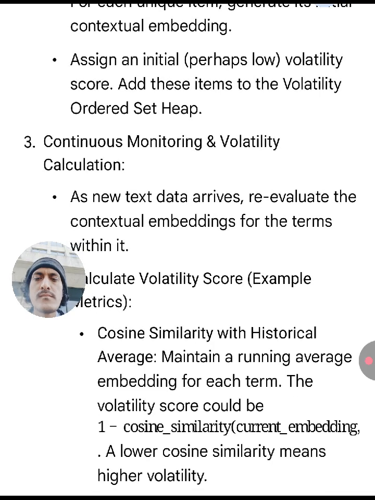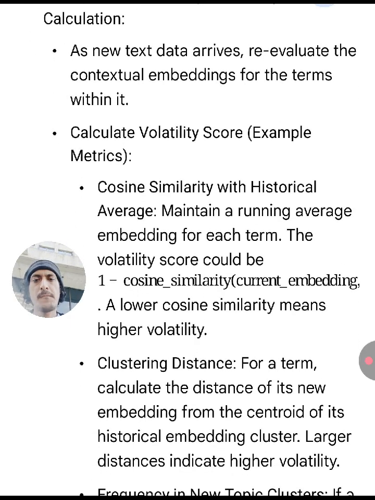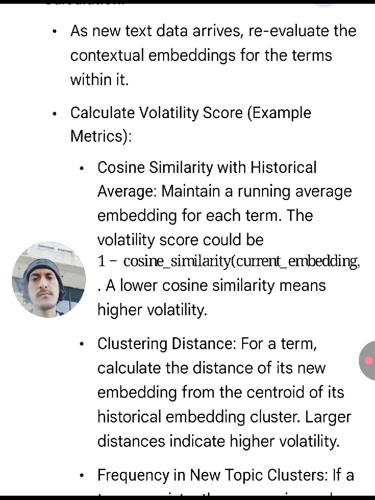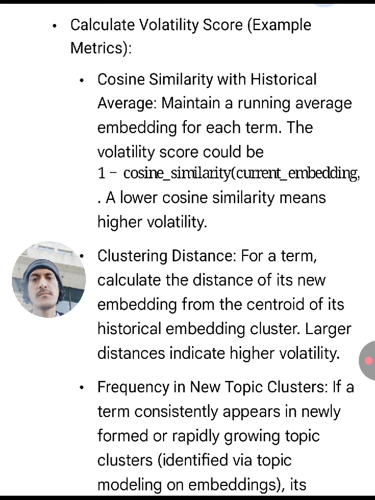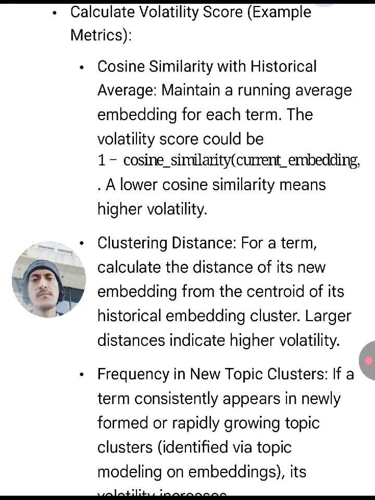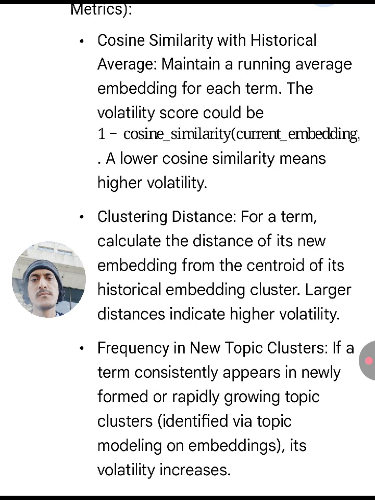3. Continuous monitoring and volatility calculation. As new text data arrives, reevaluate the contextual embeddings for the terms within it. Calculate the volatility score. Example metrics: cosine similarity with historical average. Maintain a running average embedding for each term. The volatility score could be 1 minus cosine_similarity(current_embedding, historical_average_embedding). A lower cosine similarity means higher volatility.